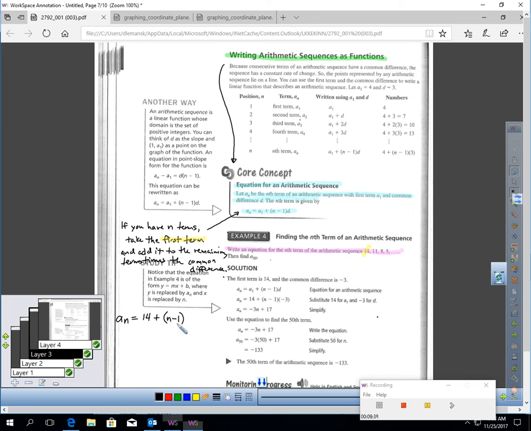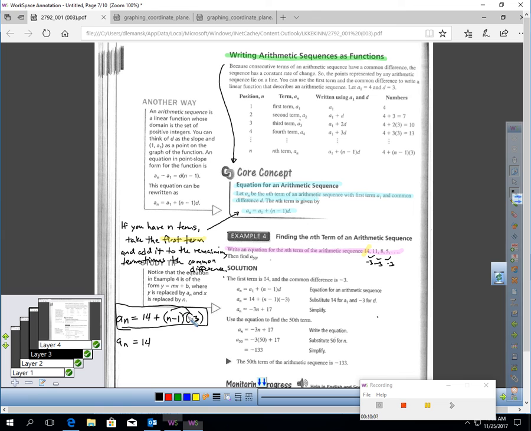I have n minus 1 terms remaining times the common difference. You notice how this is going down 3 every time. Okay? There's my formula. Now, I'd give you a C for that. If you want an A, distribute and simplify. So let's do that.